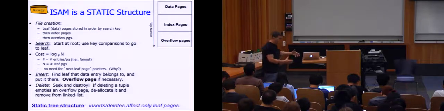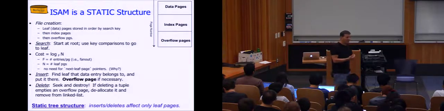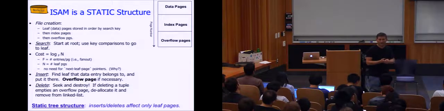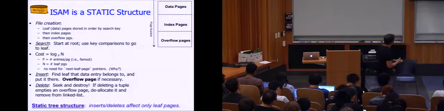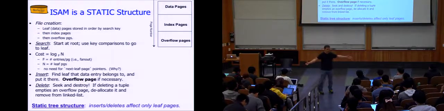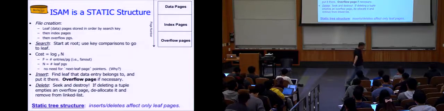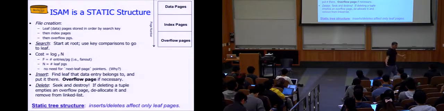Now, ISAM is a static structure, which is why it kind of feels like 1960s technology. That whole tree shape is created when you create the file, and it never changes again. Which seems kind of crazy, right? So here's how this works. We create an ISAM file in batch from a batch of data. So you have a big table, which hopefully won't change very much in the future, right?